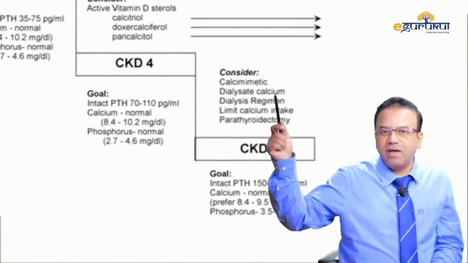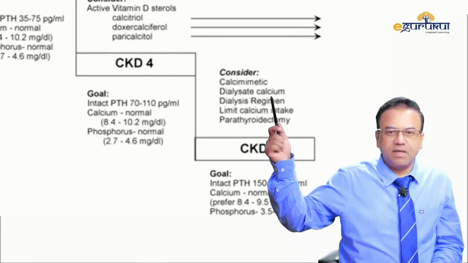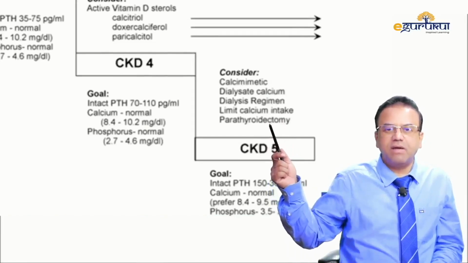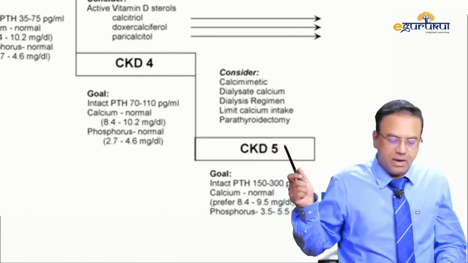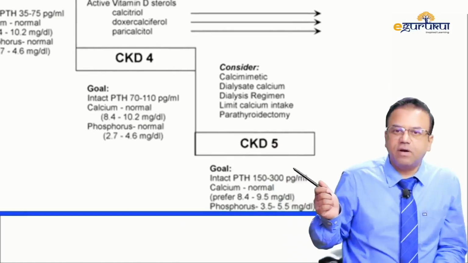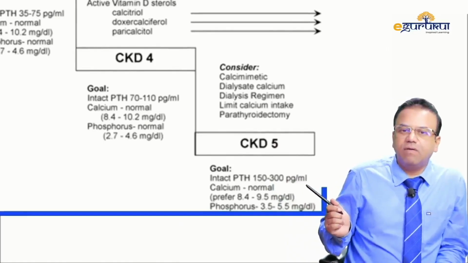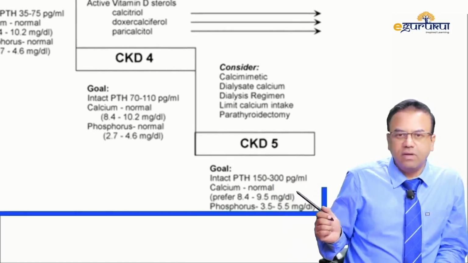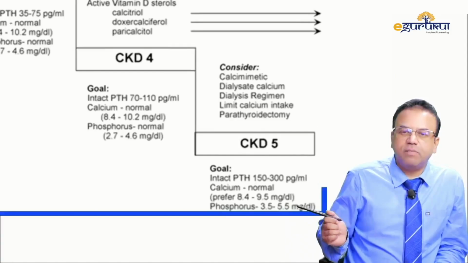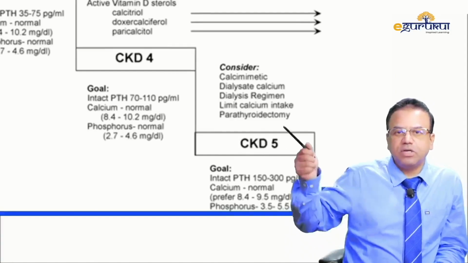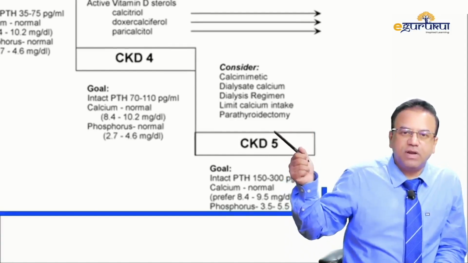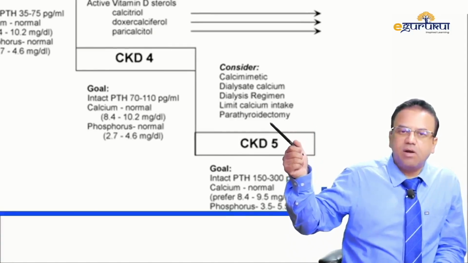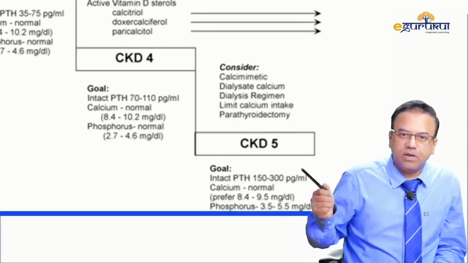When we dialyze, we try to limit calcium in the dialysis regimen, and ultimately we go for parathyroidectomy. And ultimately in stage 5, the intact parathormone level should be 150 to 300. That's a goal that we have. Calcium should be maintained normal, phosphorus should be maintained normal, otherwise the patient is going to have problems. So definitely in CKD5, parathyroidectomy, limit calcium intake, all these things we are trying. Okay, this is all for stage 5.